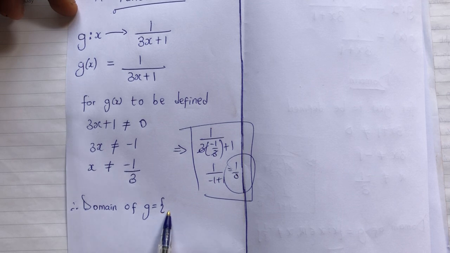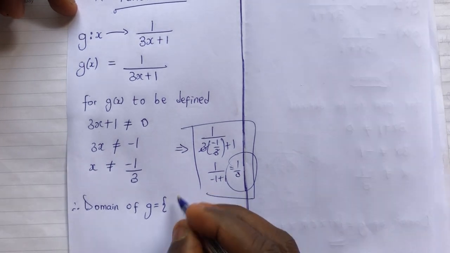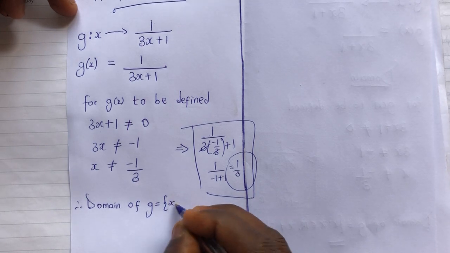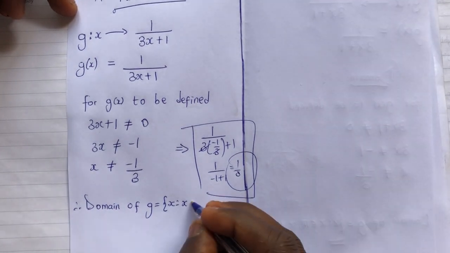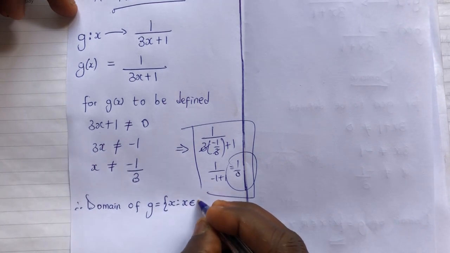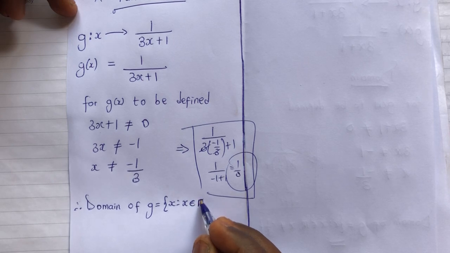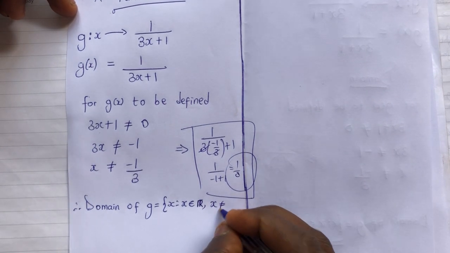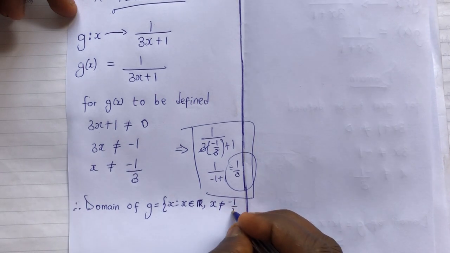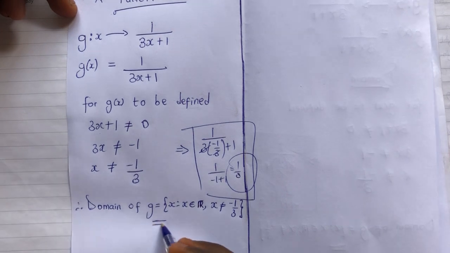This is not a square bracket. We have other brackets, but it is this type of bracket we use. We write our statement by saying x is such that x is a member of, or belongs to, all real numbers. This is the sign for all real numbers. x must not be equal to minus 1 out of 3.